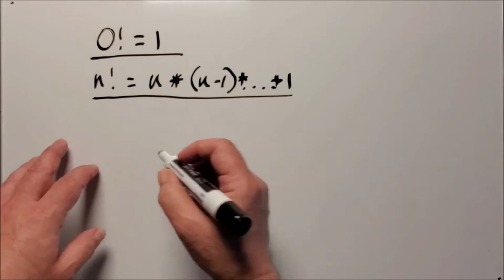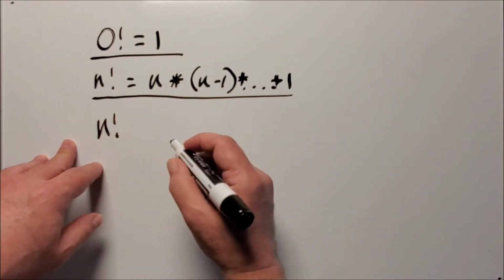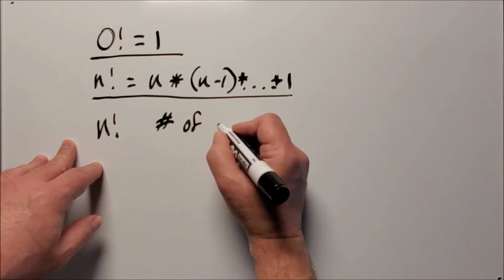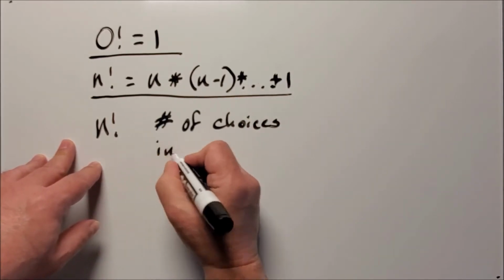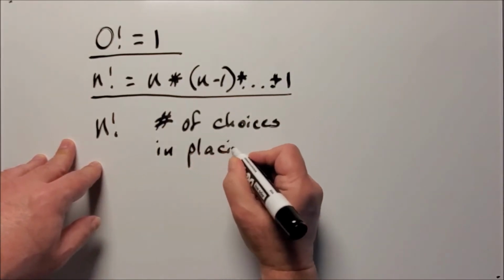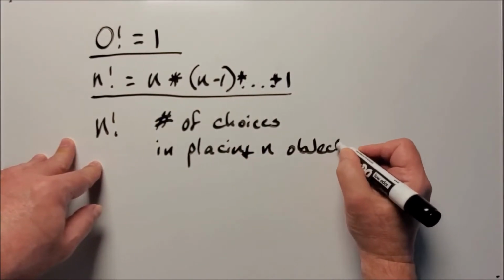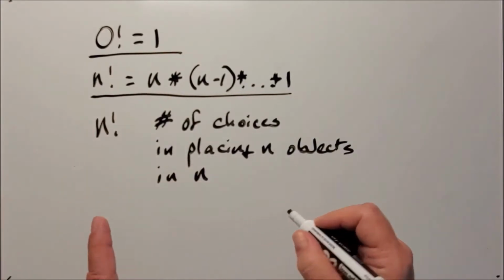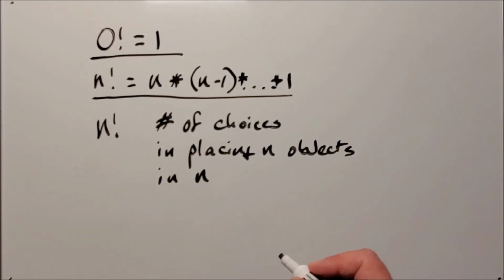Let's think about n factorial as being the number of choices that you have in placing n objects in n locations. And we'll see in a minute why this is so functional, and actually a better way to define n factorial sometimes, and why it's so useful, okay?